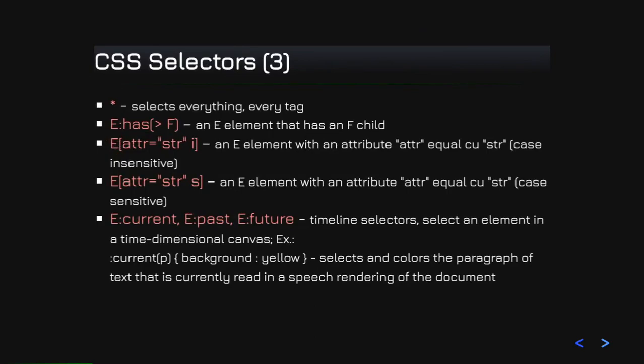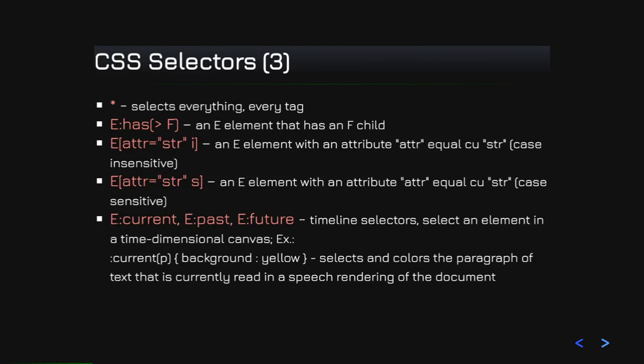There's also a case insensitive and case sensitive comparison between the value of an attribute. So this one selects an element of type E that has an attribute with the name ATTR, which is equal to STR, and the comparison is done case insensitive. And this one is the same as the previous one, but the comparison is done case sensitive.